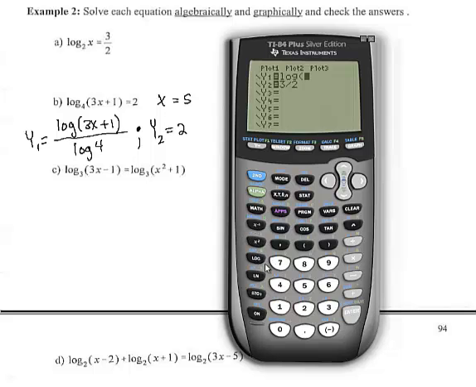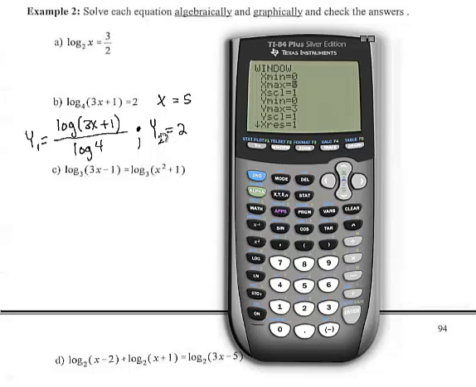So log of 3x plus 1 divided by log of 4, enter, clear y2, y2 should equal 2, and we graph it. Alright, so our intersection falls off of the side of our screen. We go to Window and reset our limits.